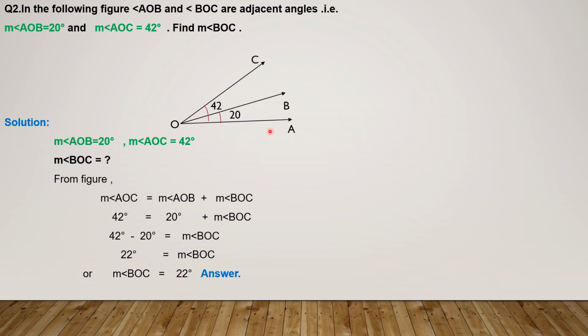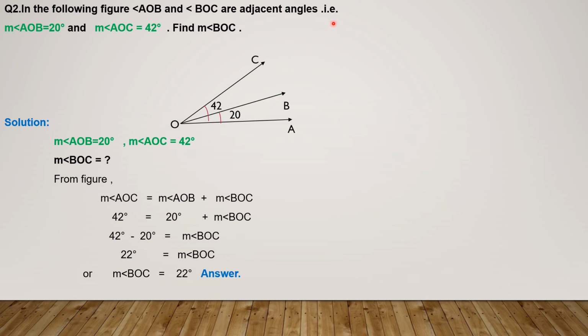Look here students, angle AOB and angle BOC are the adjacent angles. These two are the adjacent angles. Why are they adjacent angles? Because both have the common arm and the same vertex. So they are the adjacent angles.